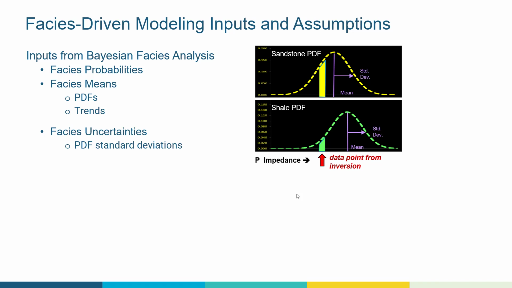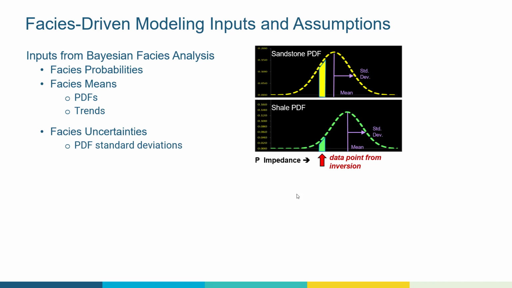On the right-hand side, we see a couple of PDFs, one from sandstone, one from shale. The red arrow represents the field point. Standard deviations and means of those are clearly marked. In this particular case, we're looking at P impedance, say, from an inversion, and the probabilities of sandstone and shale are given relatively by the areas of the yellow and the green rectangle.